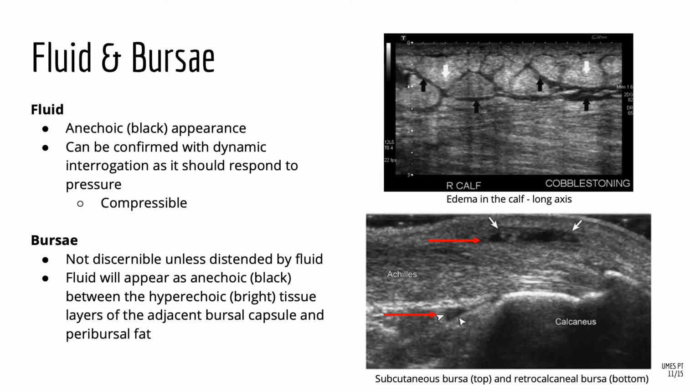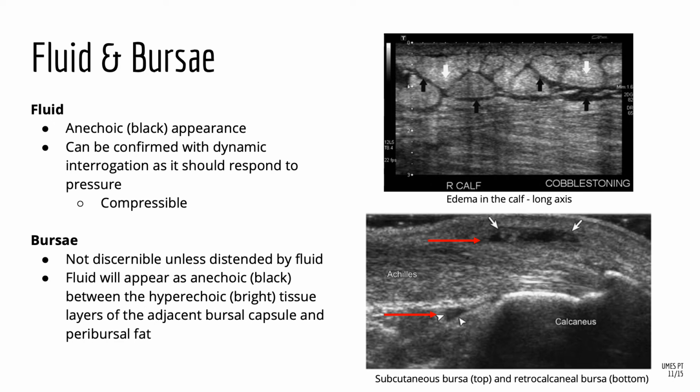Now we get to fluid and bursa. Fluid is going to be anechoic, a black appearance. It can be confirmed with dynamic interrogation as it responds to pressure, so you can compress it. The image on the right shows edema in the calf in the long axis, and you can see all the fluid interspersed there, and it kind of has a cobblestone effect. And it's apparent that the fluid in the muscle is black in nature, and it would be compressible.